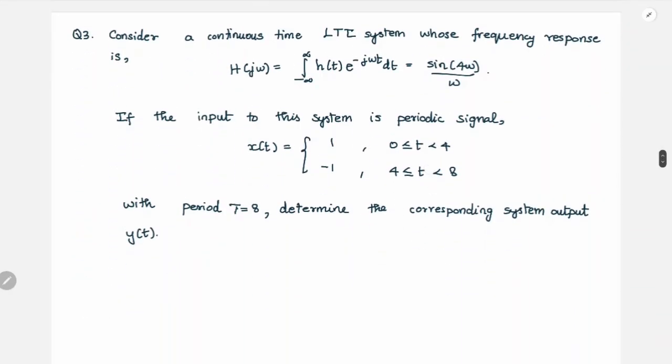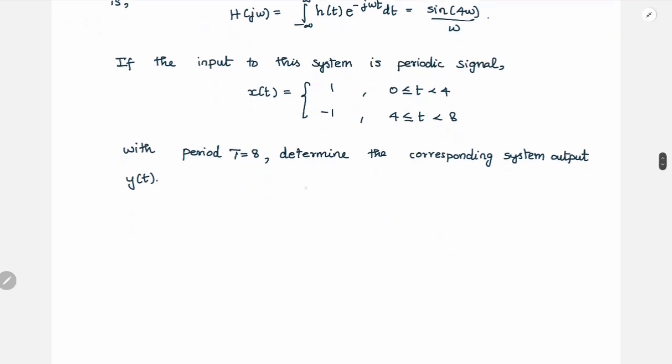Consider a continuous time LTI system whose frequency response is H of j omega equal to sine 4 omega by omega. If the input to the system is a periodic signal with period T equal to 8, so this is the periodic signal, determine the corresponding system output y of t. Okay, so x of t is given by this.